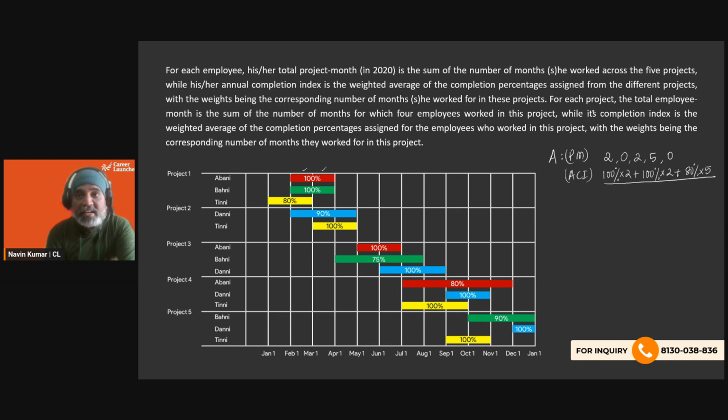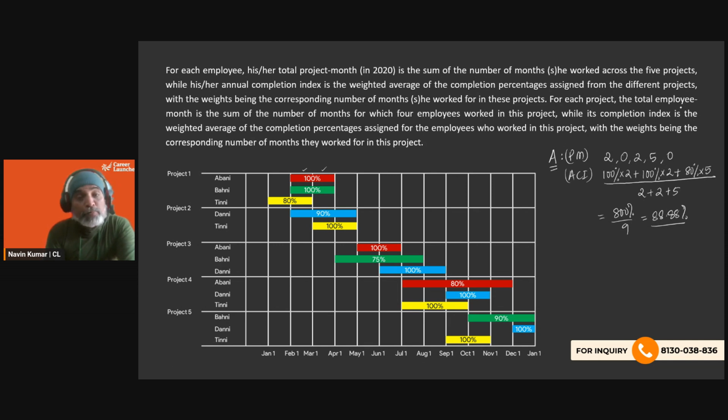divided by, since this is a weighted average and the weights being the corresponding number of months she or he has worked in that, 2 plus 2 plus 5. So this is going to be 4 plus 4, 800% divided by 9, which is going to give us 88.88%. So basically, A has completed overall 88.88% of all the works for every month, right? Next. So this was as per the person.